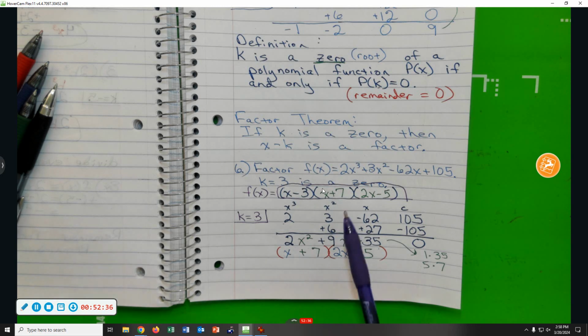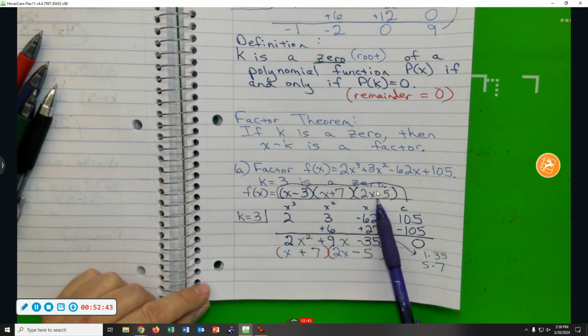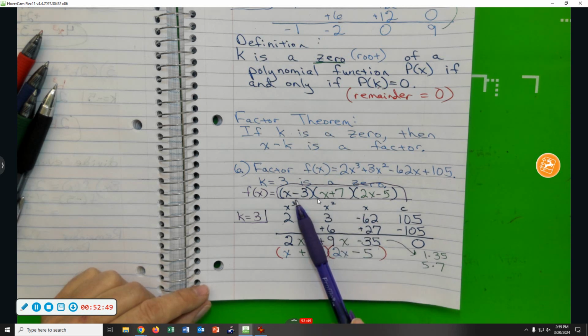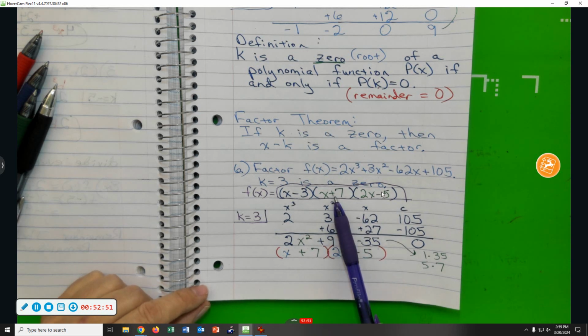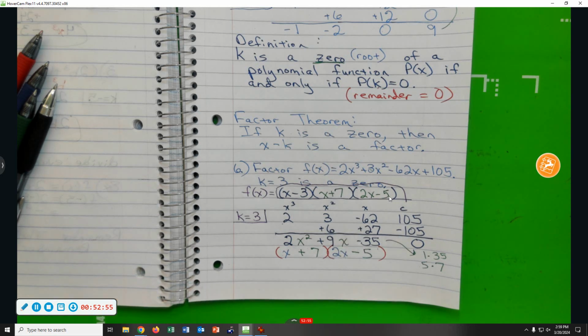Well, negative 7. When is x plus 7 equal to 0? When x is negative 7. When is 2x minus 5 equal to 0? When x is equal to 5 halves. So once you have it in factored form, you can determine the other zeros if you needed to. Just set each of the factors equal to 0 and solve.